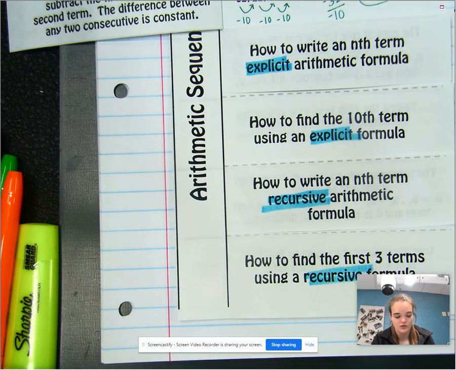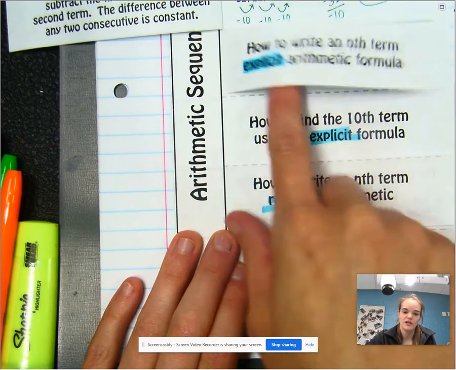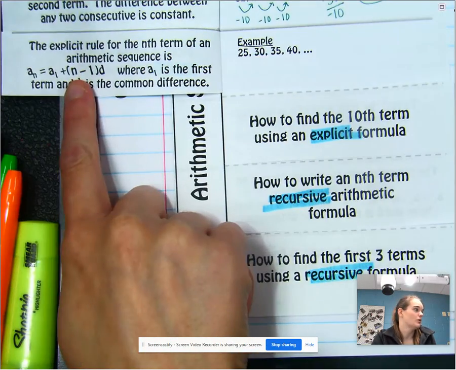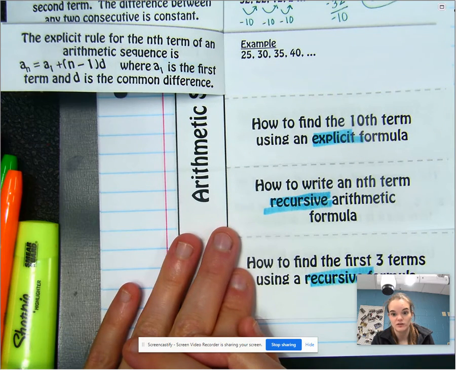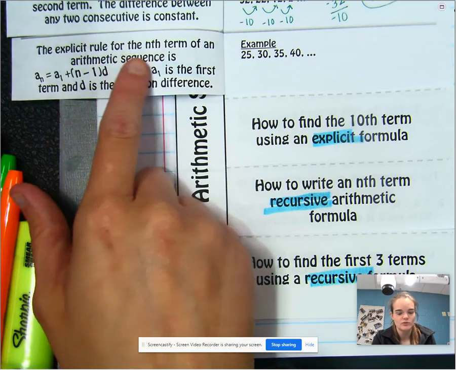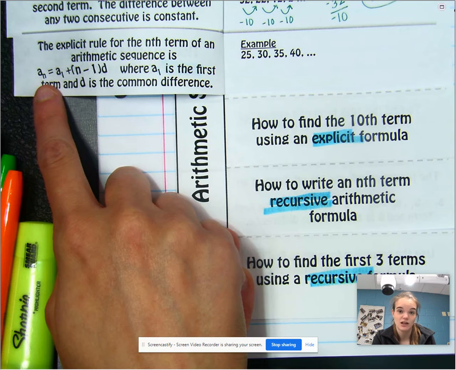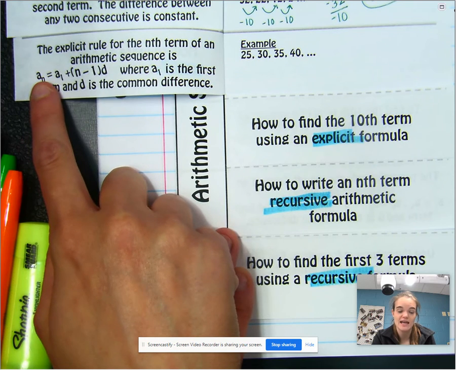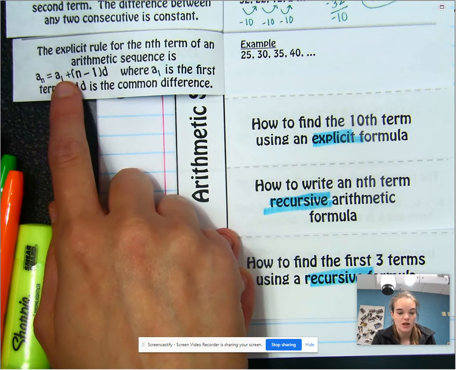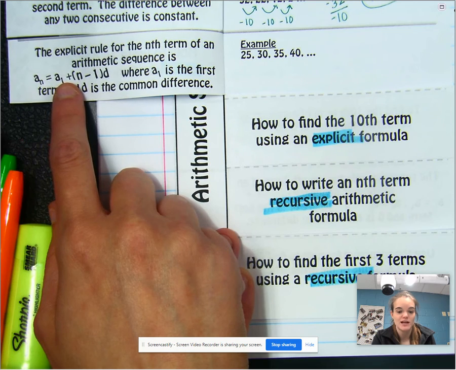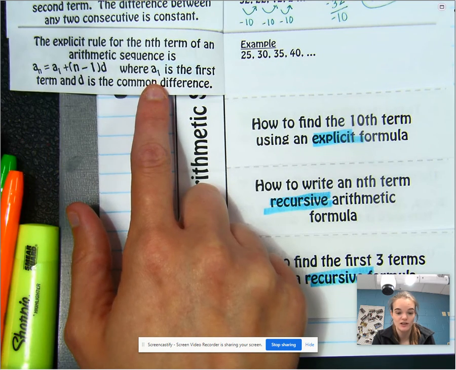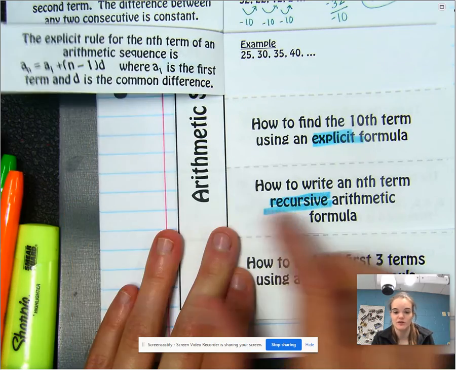We said explicit is where you literally just plug in. Recursive is where you have to know the one before it, okay? All right, so to write an nth term explicit arithmetic sequence, this formula will always be given to you on tests. It's on that formula sheet we glued in the back of your notebook. It says the explicit rule for the nth term of an arithmetic sequence is a sub n, like a submarine, that's why it's below, equals a sub 1 plus parentheses n minus 1 times d, where a sub 1 is the first term and d is the common difference.